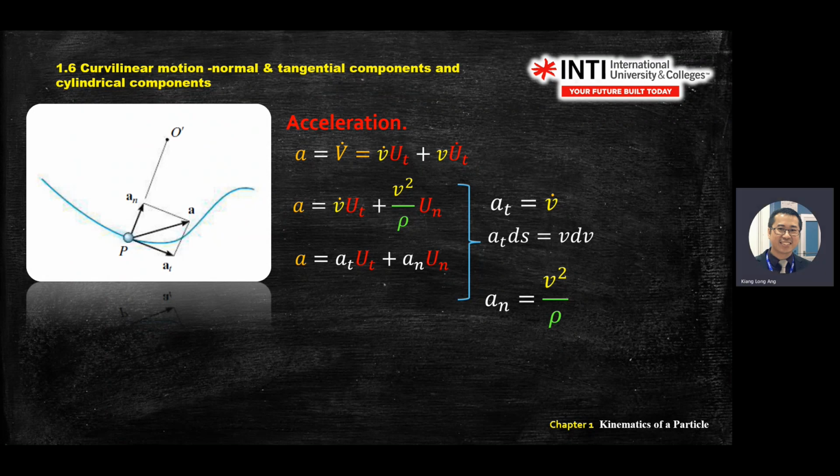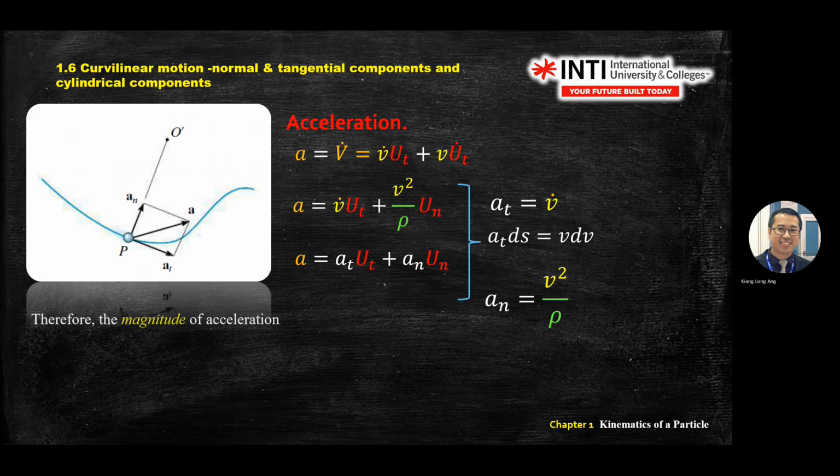Okay, so before we start, we'll brief you on how to get all these formulas that you see on the screen here. A equals tangent component acceleration plus normal component acceleration. Again, we are dealing with vectors, so you have magnitude and direction. AT is magnitude, UT is direction, plus AN is again magnitude, UN is direction.